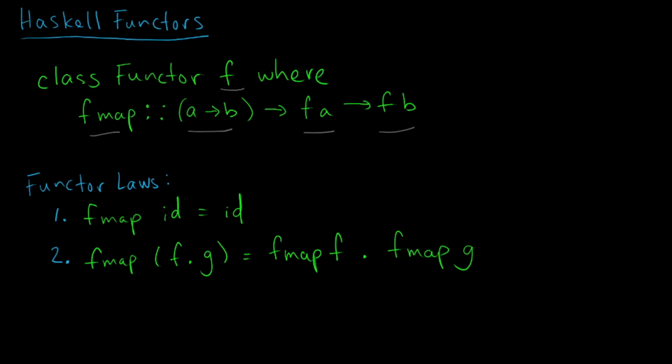The important thing with functors is that they satisfy the two functor laws. The first functor law says that fmap preserves the identity. The second functor law says that fmap respects composition, in the sense that fmap of f composed with g is the same as fmap of f after fmap of g.